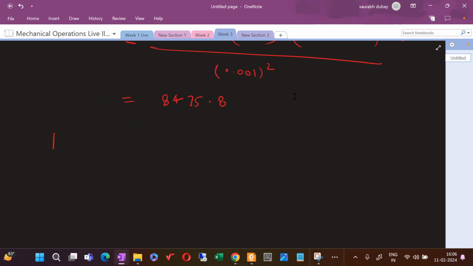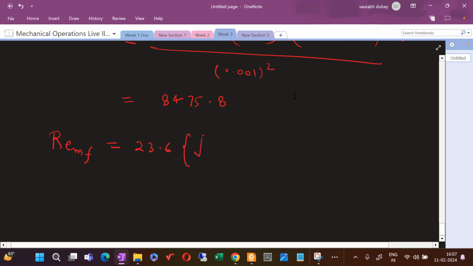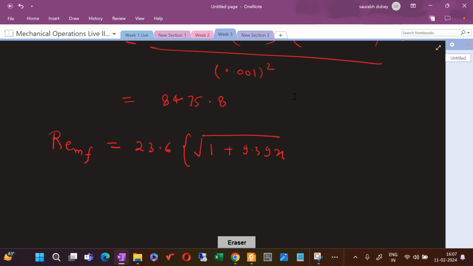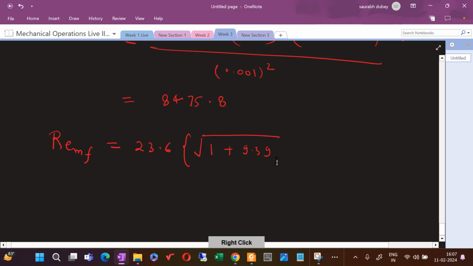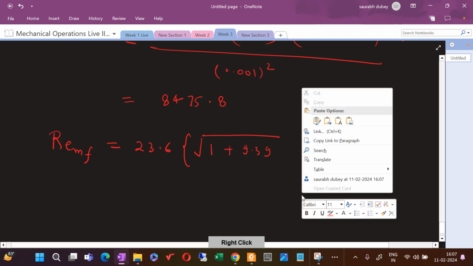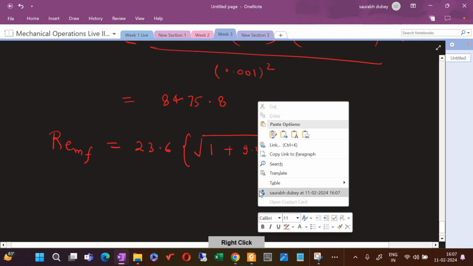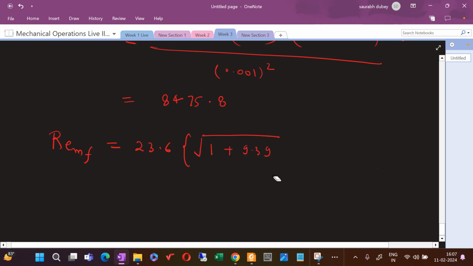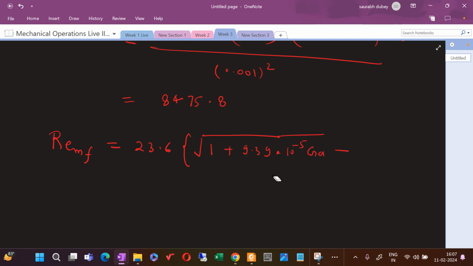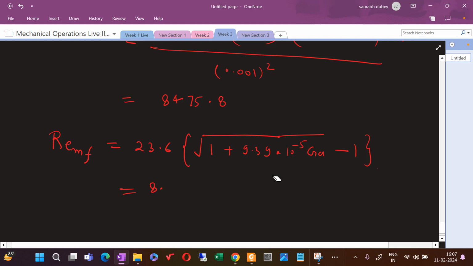So now using the formula for the Reynolds number at minimum fluidized condition from the Ergun equation, 23.6 times the square root of 1 plus 9.39 multiplied by 10 to the minus 5 times the Galileo number, minus 1, and when you solve it, you are going to get 8.503.